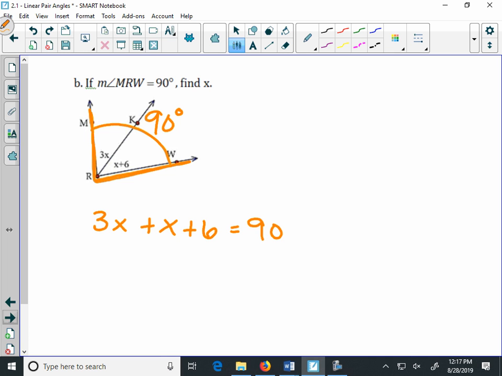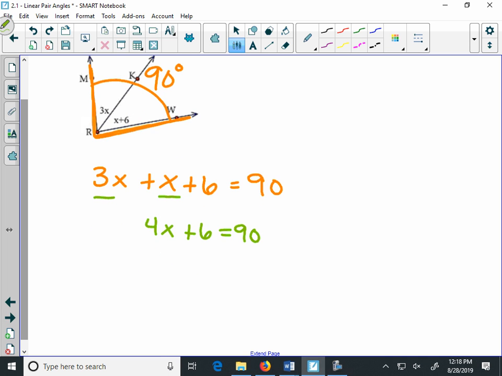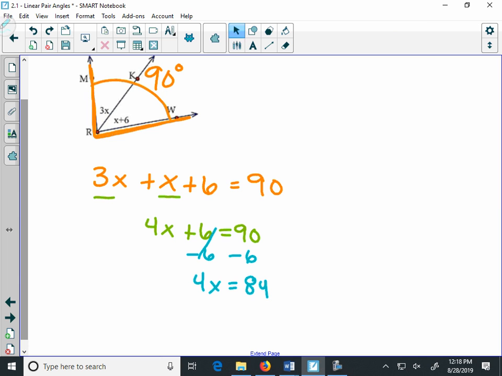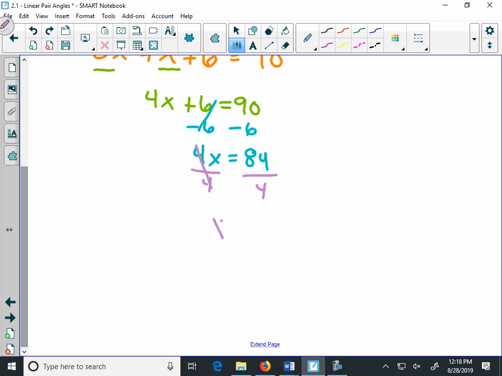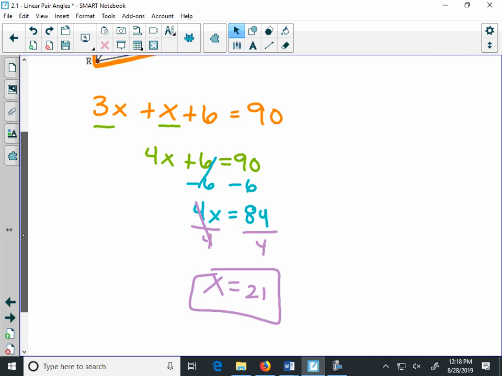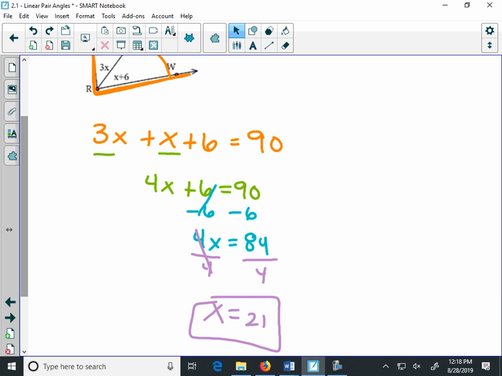When we solve, again, what do we have to do first? Do that: 3x plus x is 4x. 4x is equal to 84. Divide by 4. So x is equal to 84 divided by 4. Very good. Questions over that? Not too bad.